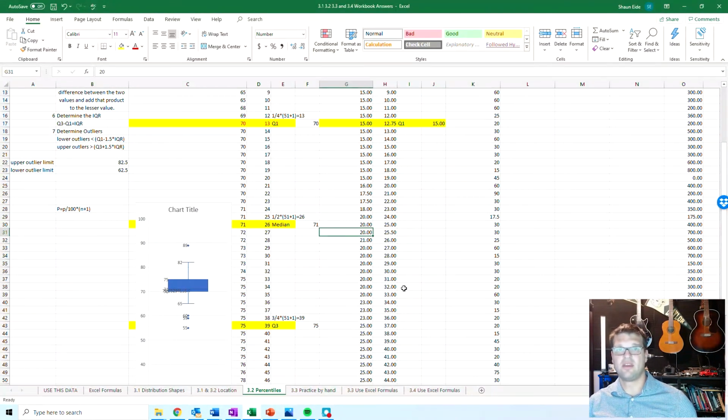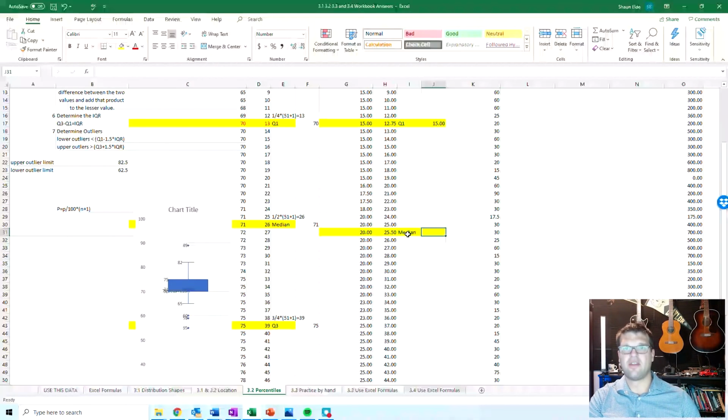Theoretically, if this was 21, then this would be 20.5, because it would be 0.5 multiplied by the difference between this and this. So the difference between the two of them is 1. So it would be 0.5, the remainder, added to the lower one. So if there was a difference. So this right here is the median.